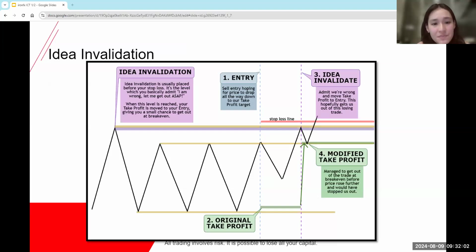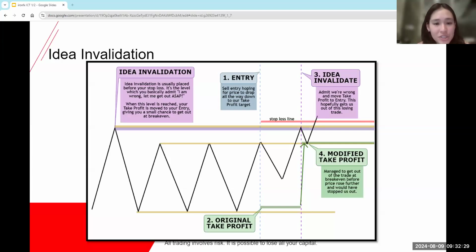Idea and validation. This is quite close to what we talked about with the partial profit. Idea and validation is usually placed before your stop loss, and it's the level at which you admit that you're wrong and you want to get out ASAP. So when this level is reached, your take profit is moved to your entry, giving you a small chance to get out at break even.